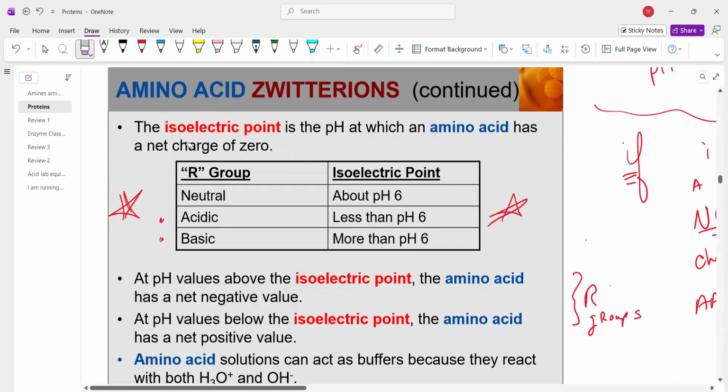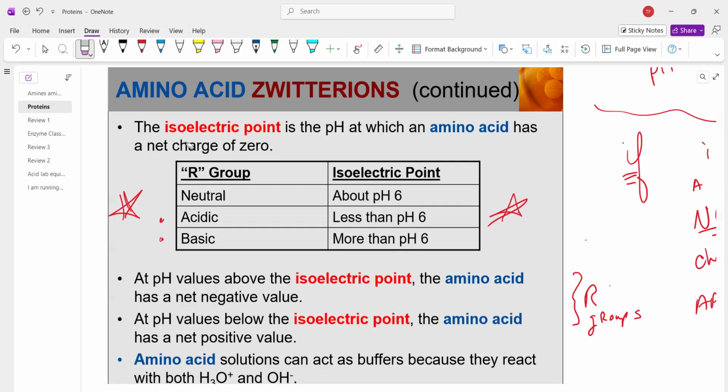Okay, and this has to do with what, now we're looking at a protein now, or an amino acid. It applies to both. So it can be a dipeptide, a tripeptide, a polypeptide, or a protein. They all have amino acids, and all amino acids have side chains.